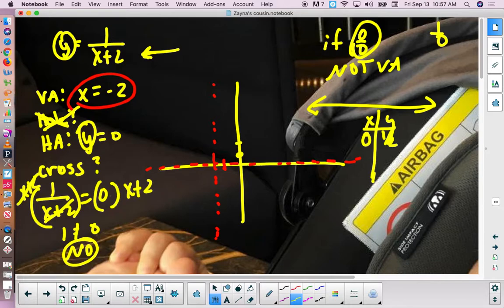If I put in, for instance, 3, I get 1/5, and I'm kind of done with that. I realize it's getting closer to 0 this way. I'm going to fill in -1. If I fill in -1, I get 1. And now I know it doesn't cross the asymptote. So do you see I'm getting a really good picture?